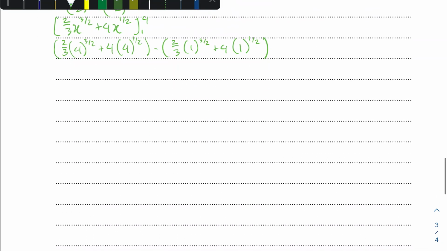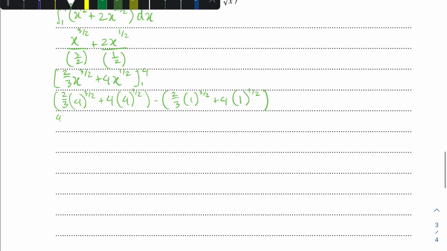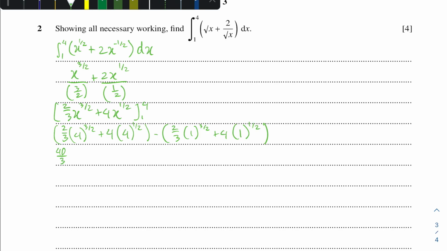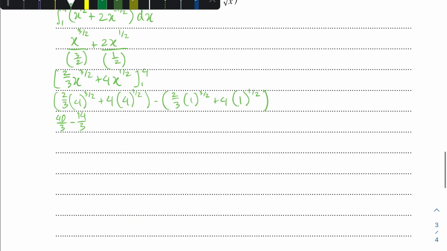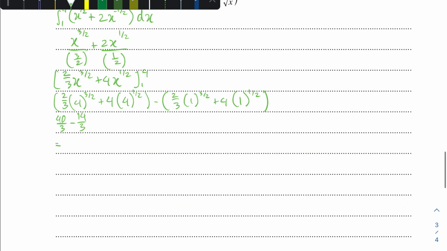Is this 40 over 3? Minus 14 over 3. Alright, let's check if this answers. So yeah, this is going to be equal to 26 over 3. So this is the answer, everyone, for these 3 questions.